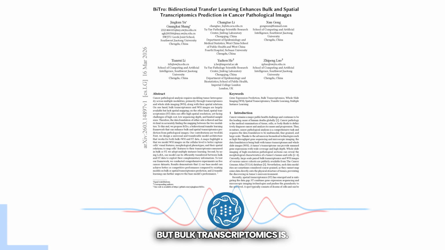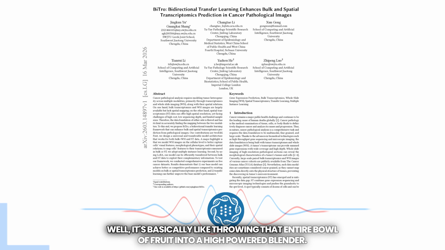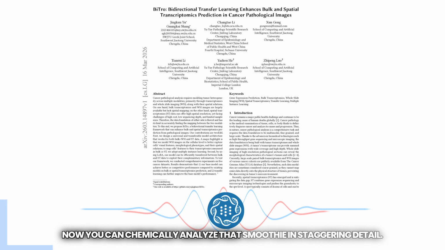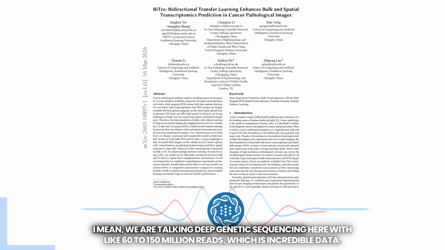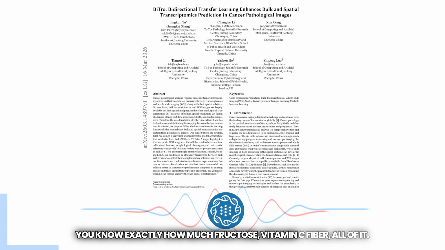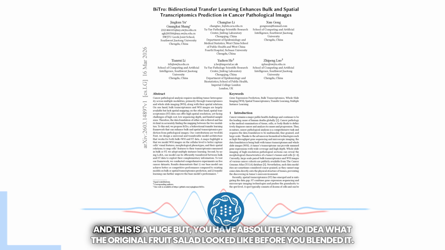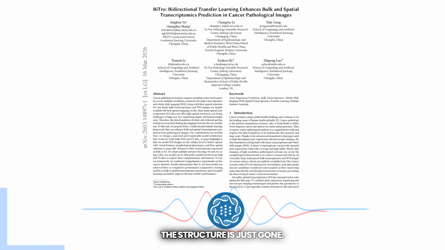Right. But bulk transcriptomics is basically like throwing that entire bowl of fruit into a high-powered blender. You basically get a smoothie. Exactly. You get a smoothie. Now, you can chemically analyze that smoothie in staggering detail. I mean, we are talking deep genetic sequencing here with like 60 to 150 million reads. Which is incredible data. You know exactly how much fructose, vitamin C, fiber, all of it. Right. You know everything that's in the glass, but, and this is a huge but, you have absolutely no idea what the original fruit salad looked like before you blended it. Precisely. The structure is just gone.